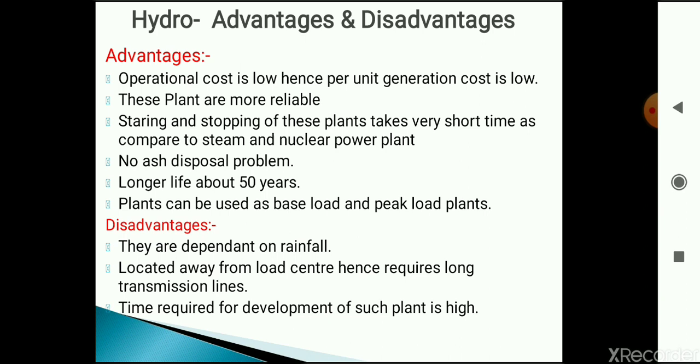And last is the time required for development of such a plant is high. This plant needs huge construction. That's why it takes longer time for its complete development. These are the advantages and disadvantages of hydroelectric power plant.